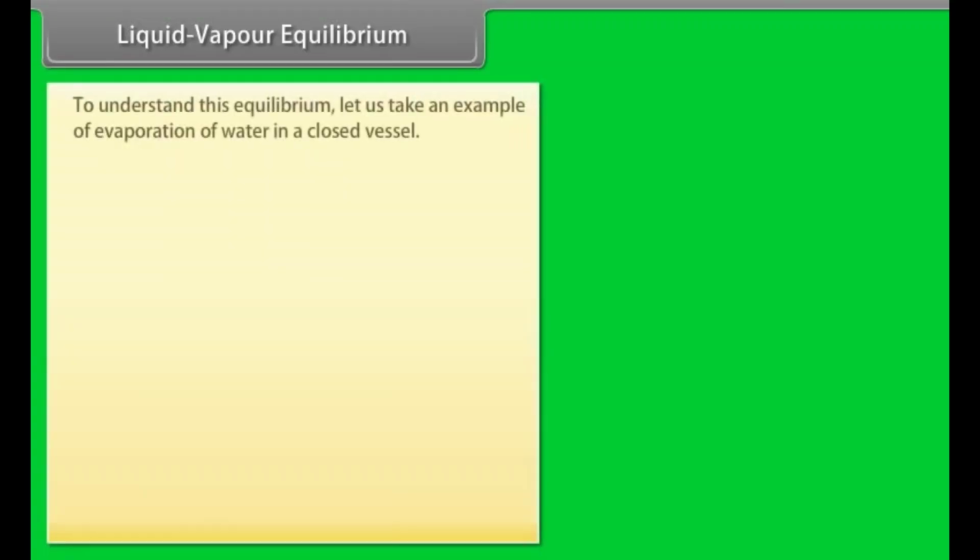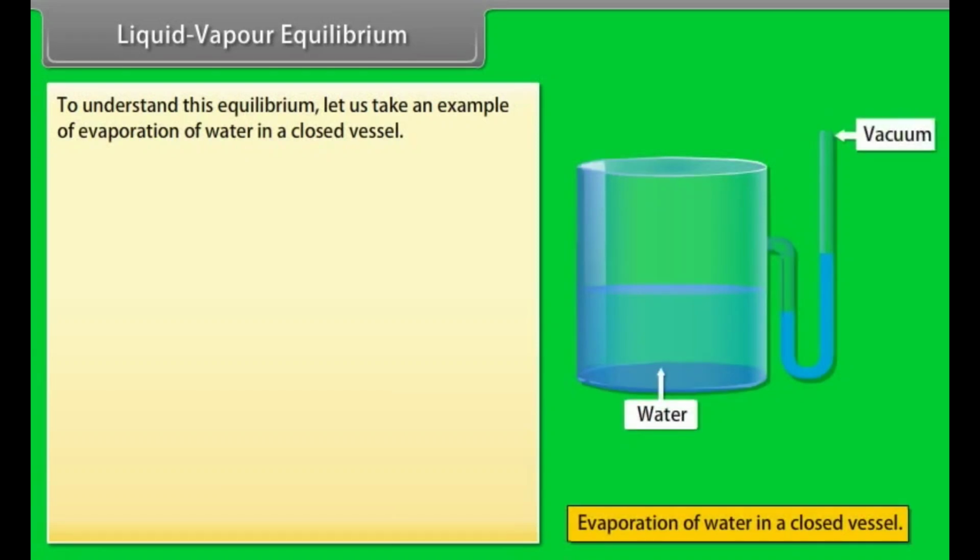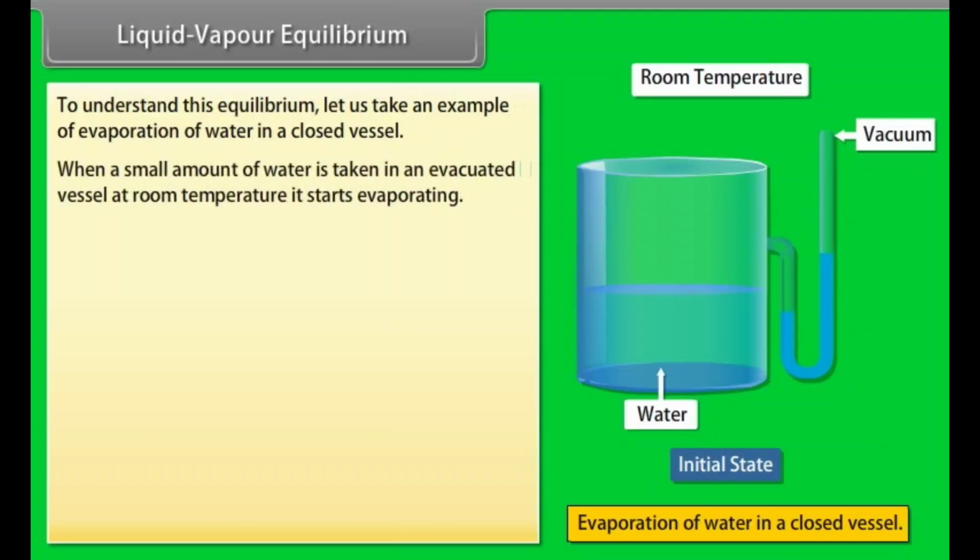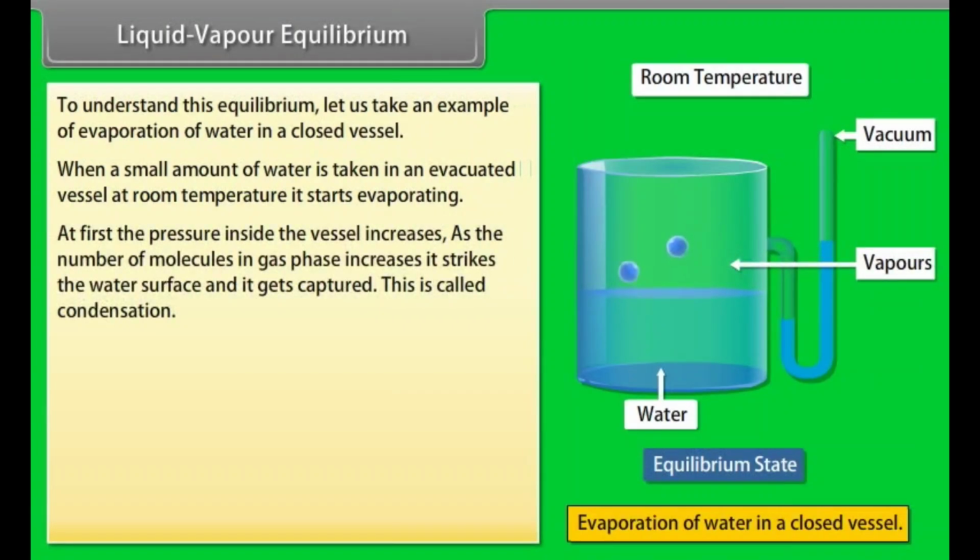Liquid-vapor equilibrium. To understand this equilibrium, let us take an example of evaporation of water in a closed vessel. When a small amount of water is taken in an evacuated vessel at room temperature, it starts evaporating. At first, the pressure inside the vessel increases. As the number of molecules in gas phase increases, it strikes the water surface and it gets captured.